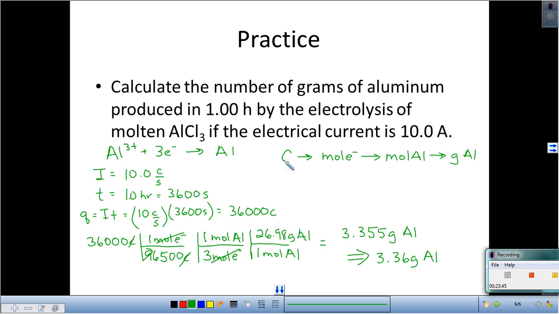Alright, so we just went through these steps. Coulombs to moles of electrons to moles of aluminum to grams of aluminum. Just going through the calculations. So I'm going to go ahead and give you guys the next problem, and I want you to see if you guys can work it out. So let me give you the next problem.